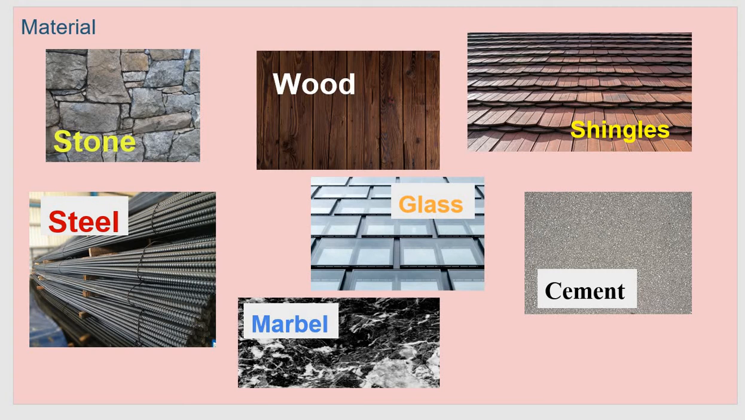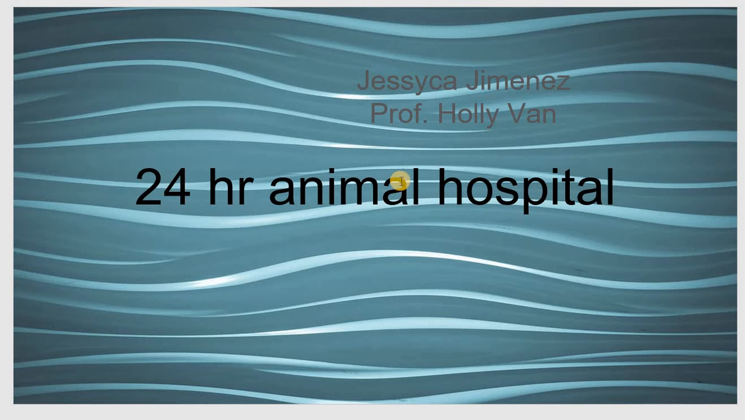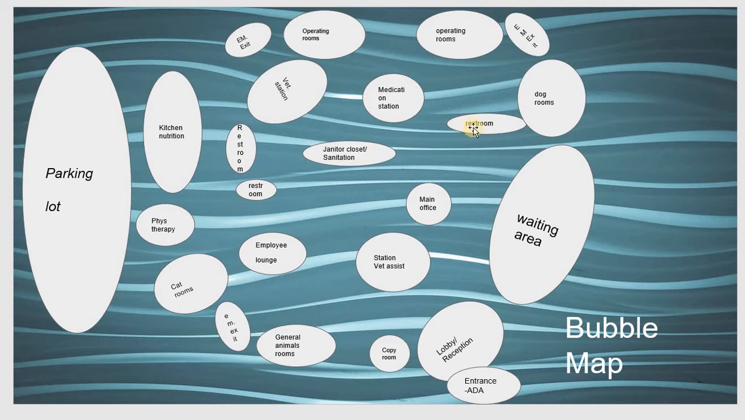Okay, so now another student, Jessica. She shows you a 24-hour animal project. This is the first page. You need to share on your presentation the topic you will design and your name. After that, you do the bubble diagram. If you have one level, show one. If you have many levels, show many.